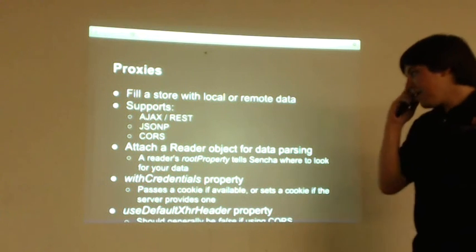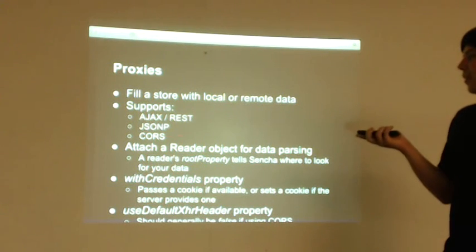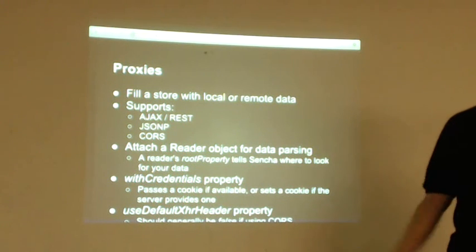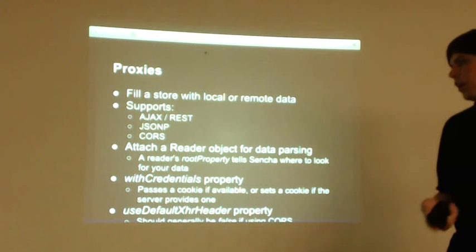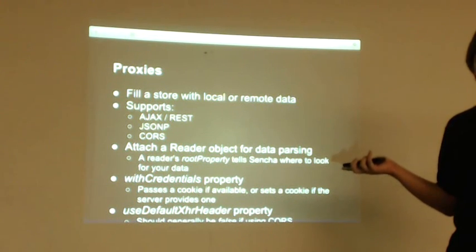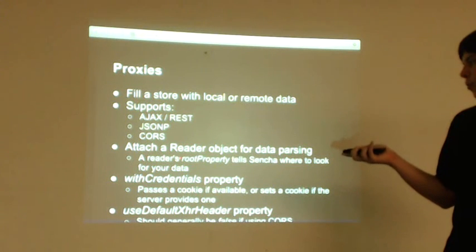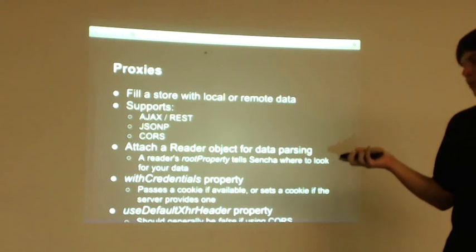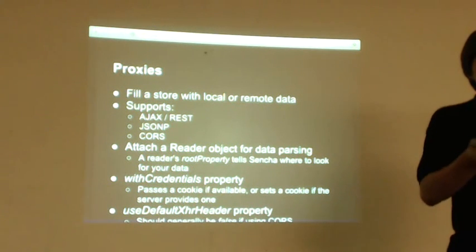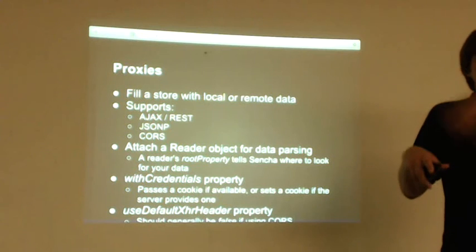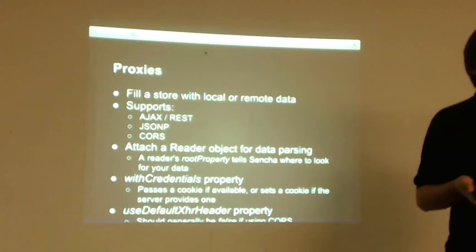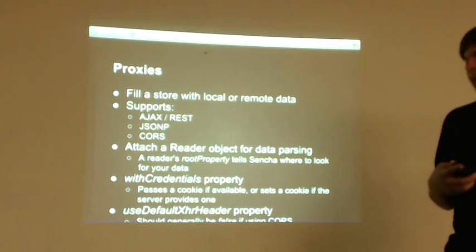Anyway, to proxies you can attach a reader object, which by default can read pretty much XML or JSON. There's basically one important thing you can do to the reader, and that's tell it which property your data lives in. There's a root property configuration, to which you can pass a path. However deeply the data you want is nested within the data you get back from the server, you can tell it, read this bit, and then we'll go read that bit and try to stuff it into models and all that good stuff.